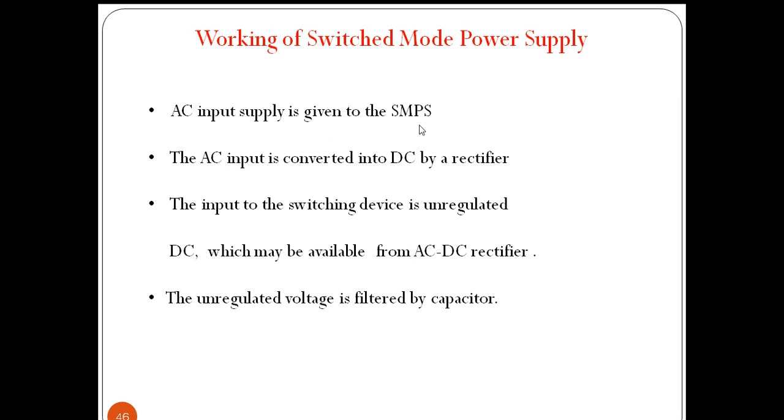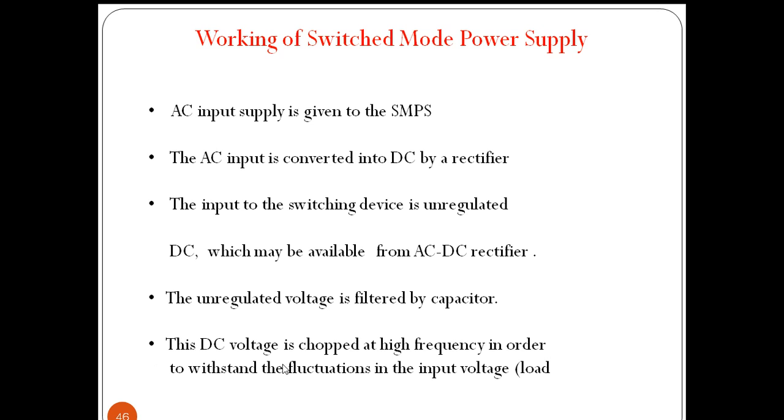AC input supply is given to SMPS. The AC input is converted into DC by using a rectifier. The input to the switching device is unregulated DC, which may be available from the AC to DC rectifier. The unregulated voltage is filtered by a capacitor. This DC voltage is chopped at high frequency in order to withstand the fluctuations of the input voltage.